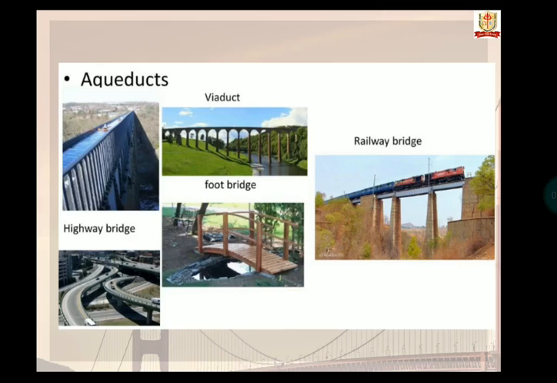valley, composed of a series of spans over the trestle bents instead of solid piers. Footbridge, the bridge exclusively used for carrying pedestrians, cycles, and animals across the depression and obstruction is called a footbridge. Highway bridge, the bridge used to carry the highway pavements. Railway bridge, the bridge used to carry the railway lines.